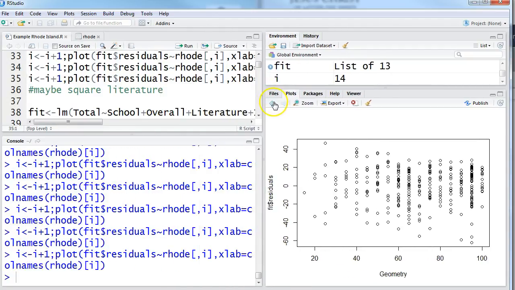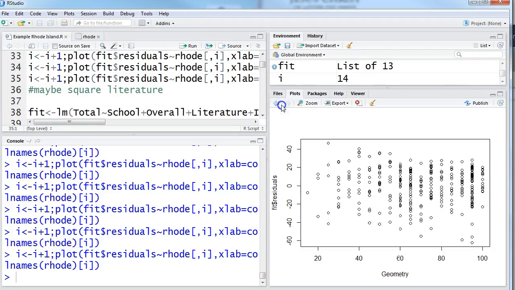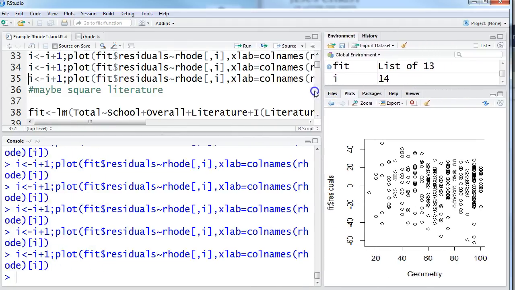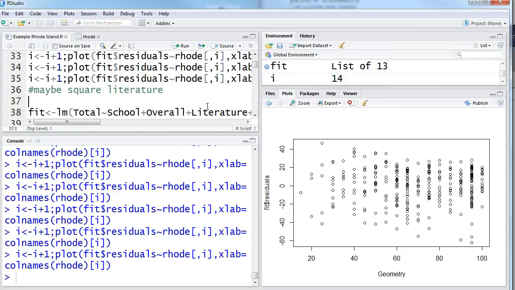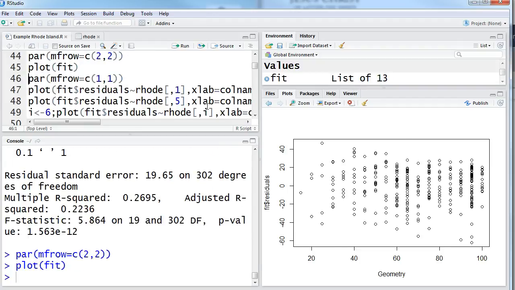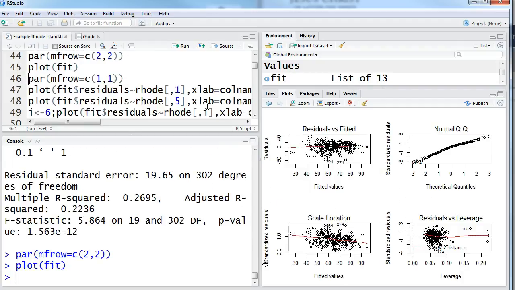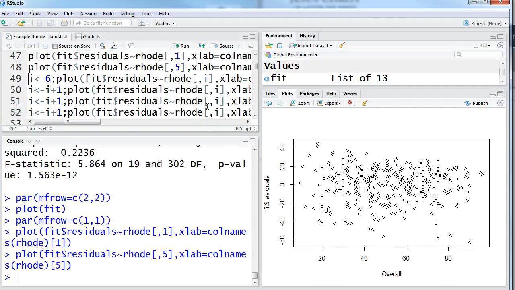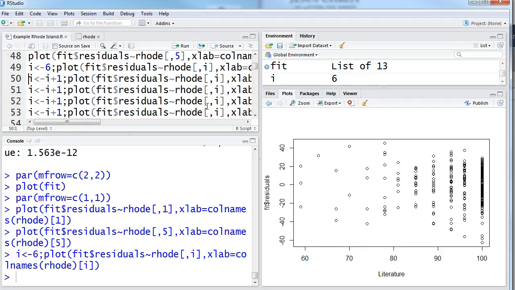And that literature one looked to me to have the biggest potential. So I thought maybe we could square it. So here I did literature squared. I'm going to size it back out so that we can see the plot. I hope that you have this code if you should feel the need and you're following along. Does it look like the residual plots have changed at all? Subtle if it has. Let's look at literature. Yeah, no, I still see the same thing.